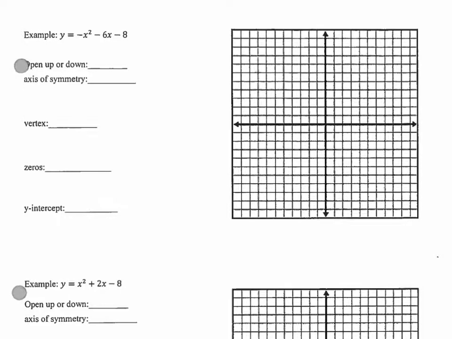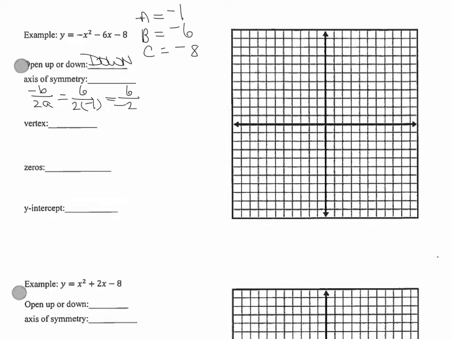First thing I'm going to do, label A, B, and C. A is negative 1, B is negative 6, C is negative 8. So is it going to open up or is it going to open down? It's going to open down. Alright, axis of symmetry. I'm going to do the negative B over 2A. So negative B is positive 6, because it's originally negative 6, over 2 times A, which is negative 1. So I have 6 over negative 2, which is negative 3. So x equals negative 3.